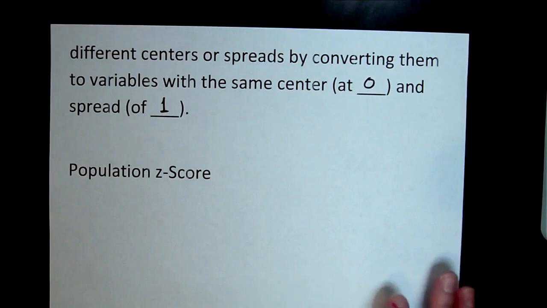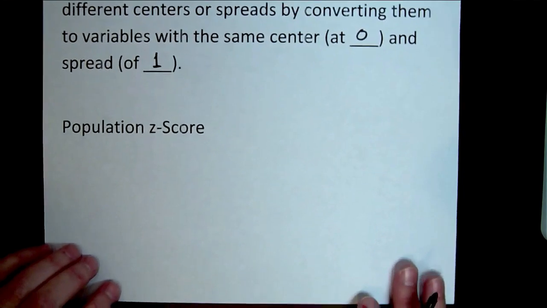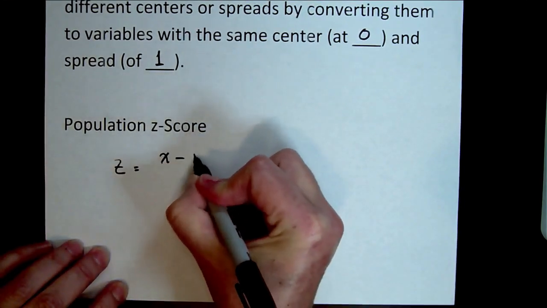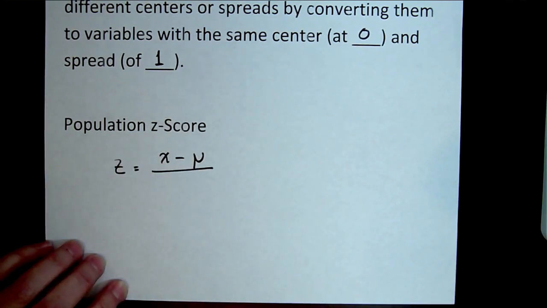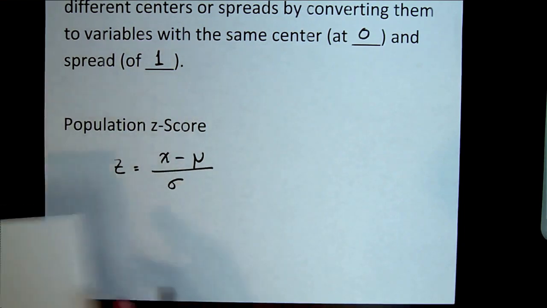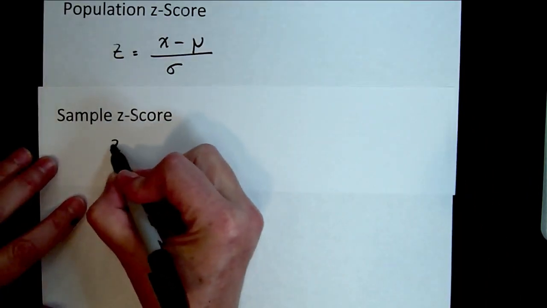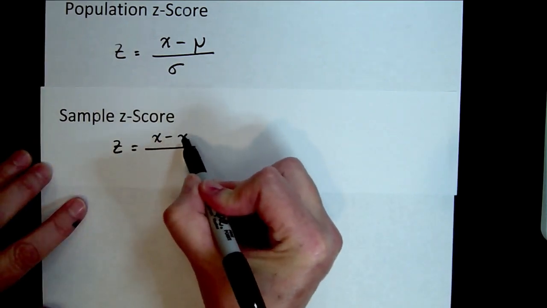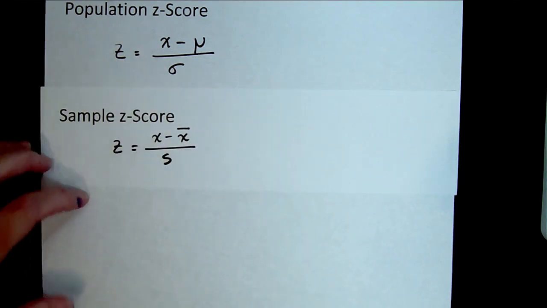If you're working with a population, your z-score within the data set for the population will be x minus the mean for the population, where x is whatever data value you're working with, divided by the standard deviation for the population. Whereas if you're working with a data set that's a sample, it's the same idea, just the letters are a little different. It's the distance of your data value from the mean for the sample divided by the standard deviation for the sample.